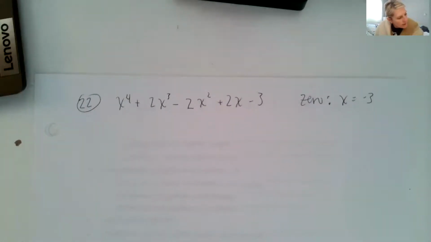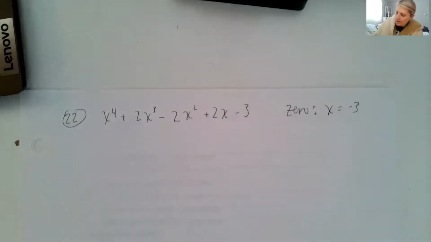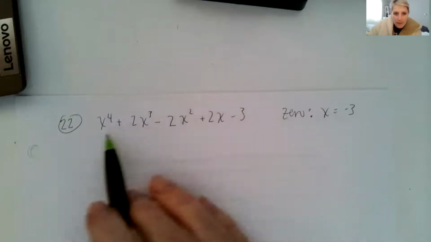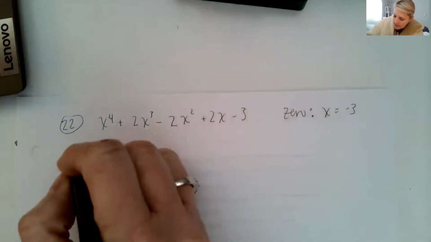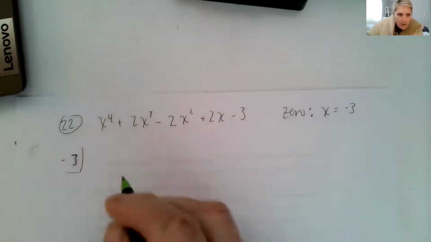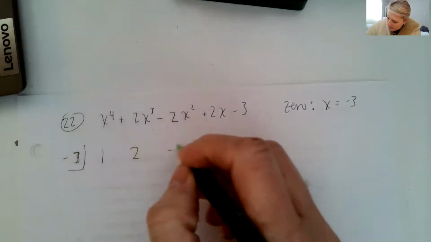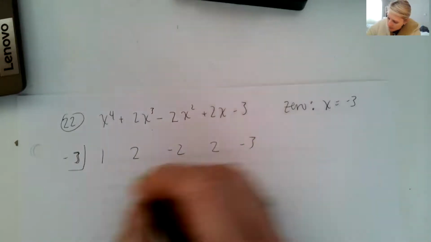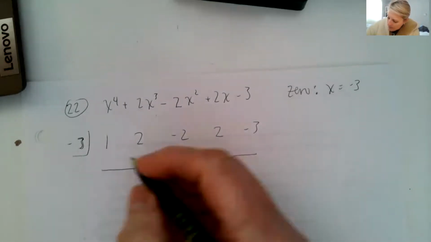Let's look at 22. They gave us this polynomial, and we know that x equal to -3 is a factor, and we don't have any factoring methods for this other than synthetic division. So I can use synthetic division. This is practice from a couple lessons ago, and we're going to write our coefficients of 1, 2, -2, 2, and a -3. And we're going to prove that this is a zero, but it's going to leave us with a polynomial.